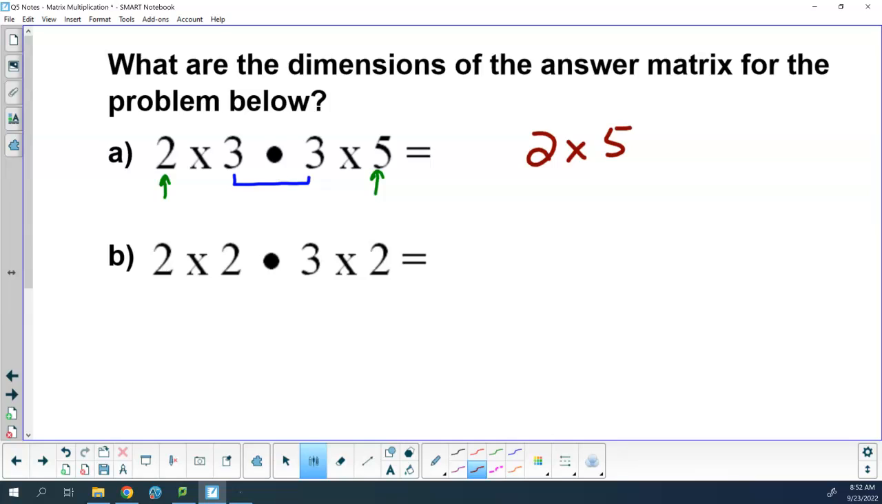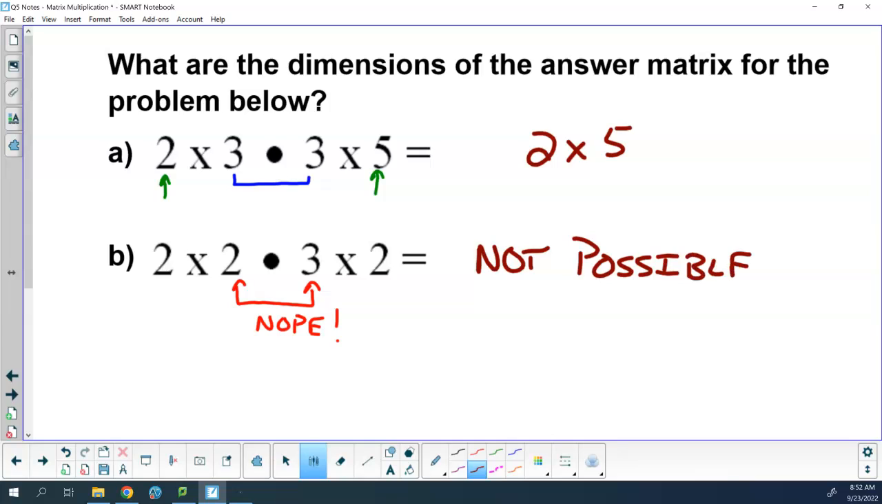Letter B, what is the resulting size of the matrix? Exactly. You can't do it because these two numbers are not the same. So it's not possible. Got a good handle on that one?